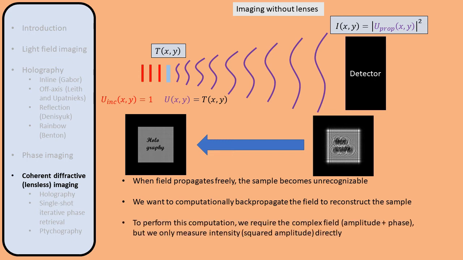To calculate how a field propagates, we need to know the full field information, namely the amplitude and phase, but we can measure only amplitude directly. After the field has been backpropagated, we know the full complex-valued field transmitted by the sample. So to perform lensless imaging, we need to retrieve the phase of the field.